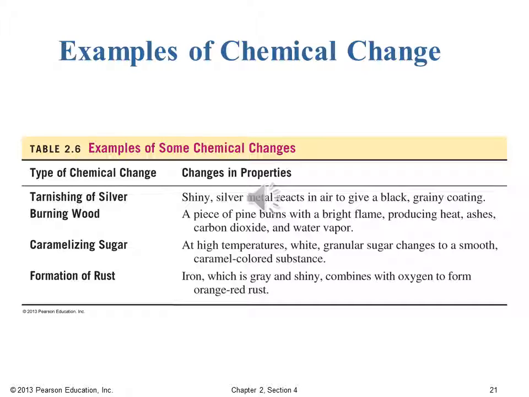Making caramel, caramelizing sugar, is actually a very complex process that we don't even fully understand. And if anyone's tried to do it, it's actually a lot tougher than it sounds. So there's a lot to it to get that sugar caramelized correctly. And finally, we already talked about the formation of rust. Every metal rusts to some extent, but when we say rust, we tend to be talking about iron becoming that red-orange iron oxide rust.